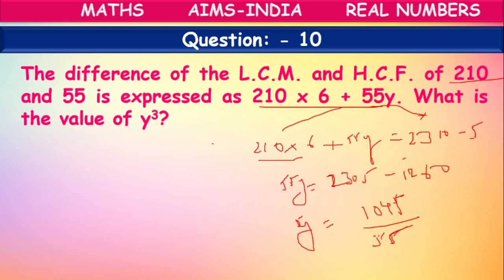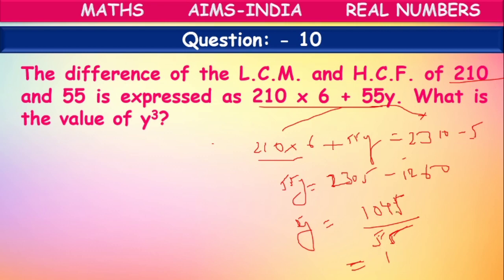1045 by 55. Approximately how many times, children? 55 1 times are 55. So what will be remaining here? So 49.